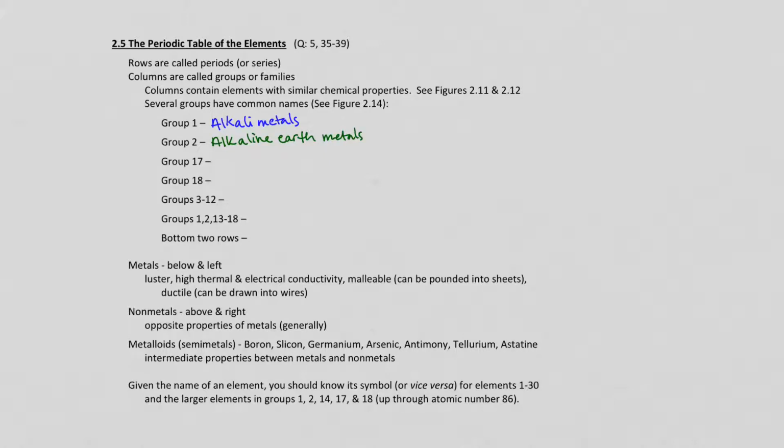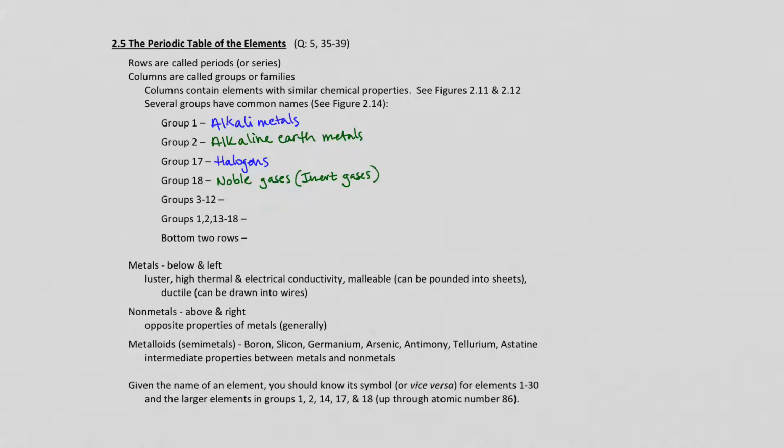If you're in group 17, we call you the halogens. And if you're in group 18, this one you probably heard before, you are the noble gases, or the inert gases. Why? Because they don't react. They play nicely with everyone on the playground.